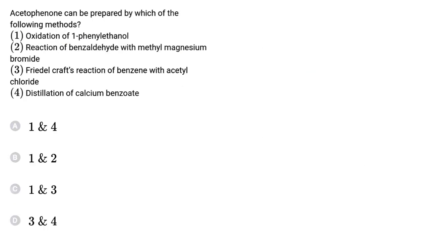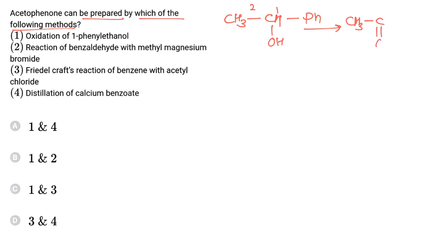In this question we have to find which of the following methods can be used to prepare acetophenone. Number 1, oxidation of 1-phenyl ethanol. This molecule is called 1-phenyl ethanol. When 1-phenyl ethanol is oxidized, it will be converted to CH3 C double bond O Ph. So it will give acetophenone as a product.